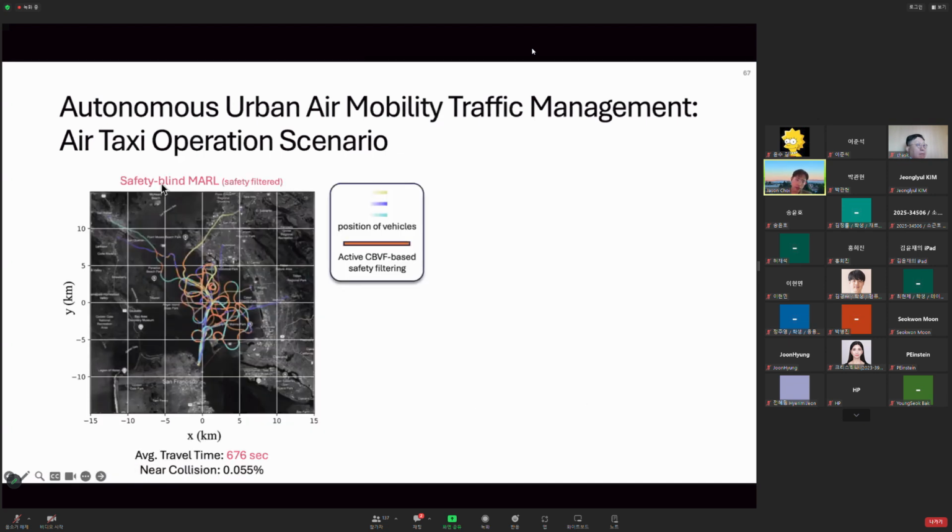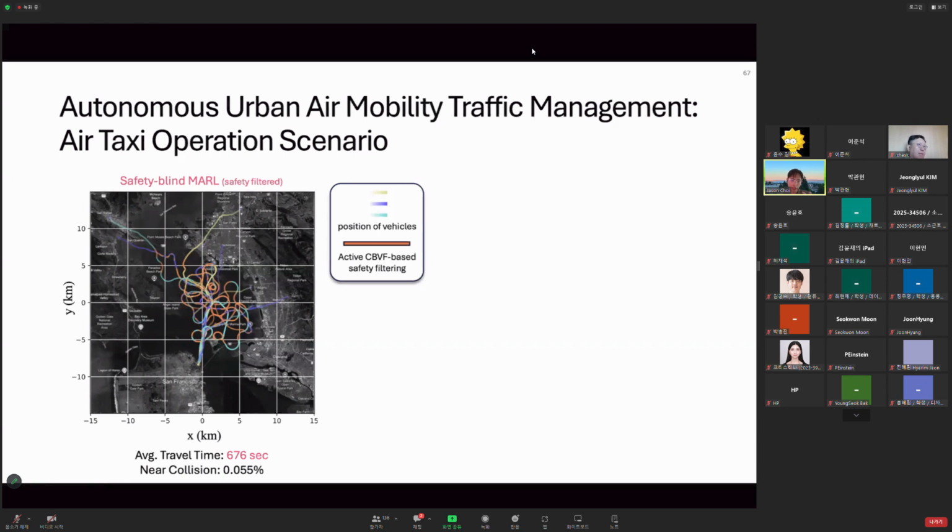Now, this is what happens with the safety-blind multi-agent RL that doesn't know the issue of potential conflict. As you can see, as we activate this safety filtering mechanism, a lot of the operation becomes really inefficient due to this active collision avoidance maneuver. And you can see that the avoidance behaviors are really quite entangled from each other because a lot of the agents try to avoid each other at the same time.